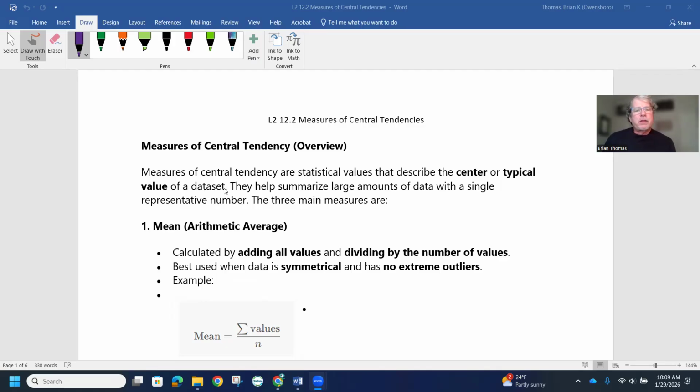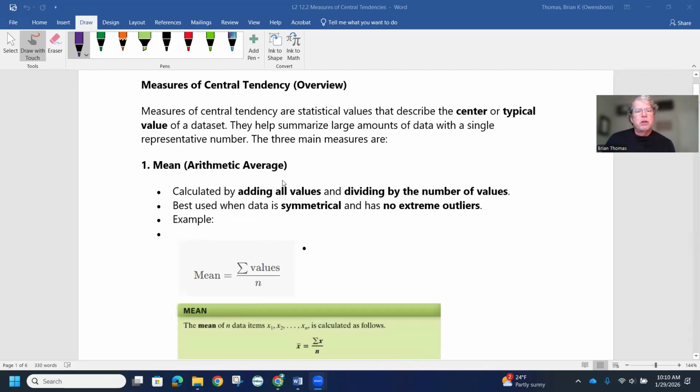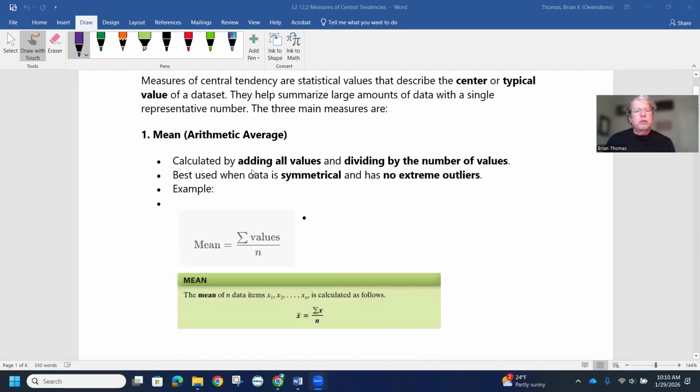These tendencies help us summarize large amounts of data with a single representative number. When we have a large amount of data, a lot of times we'll base things on the middle. The main three measures are the mean, or arithmetic average. To calculate the mean, you simply add all the values together and divide by the number of values that are present.